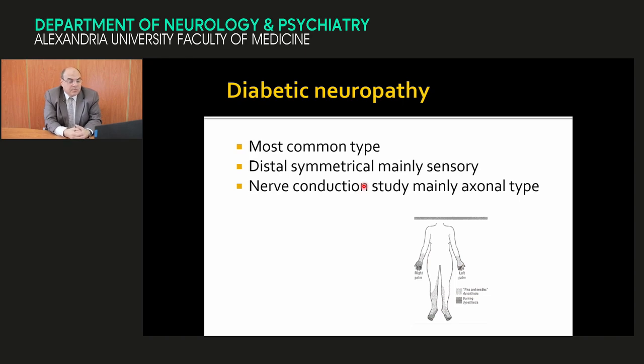Treatment of diabetic painful neuropathy is sometimes difficult and challenging. We may start with simple analgesics, non-steroidal anti-inflammatory drugs. We use antiepileptic drugs like gabapentin, carbamazepine, oxcarbazepine, and finally we may use antidepressants like amitriptyline, a tricyclic antidepressant, selective serotonin reuptake inhibitors, and more recently we can use selective serotonin-noradrenaline reuptake inhibitors like duloxetine.